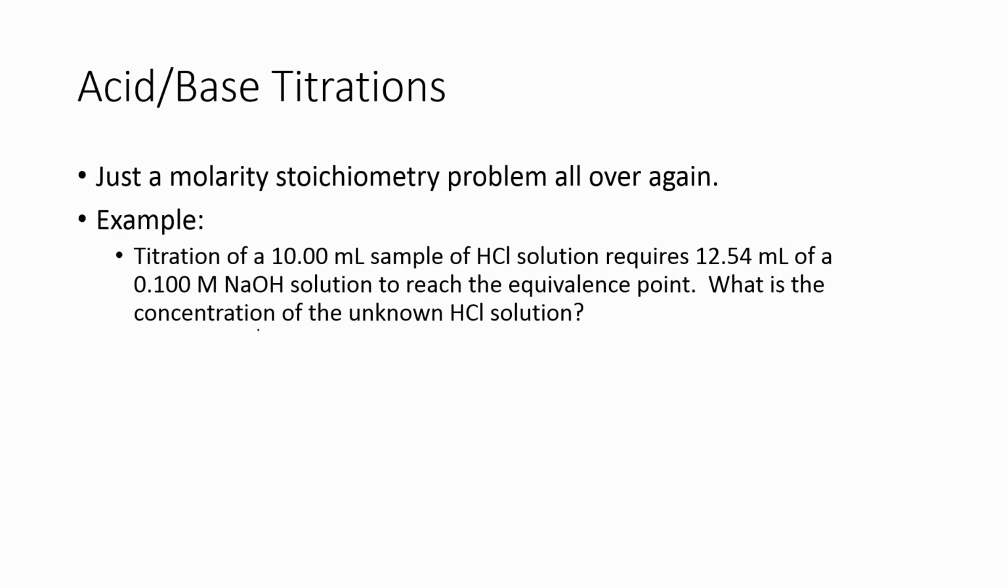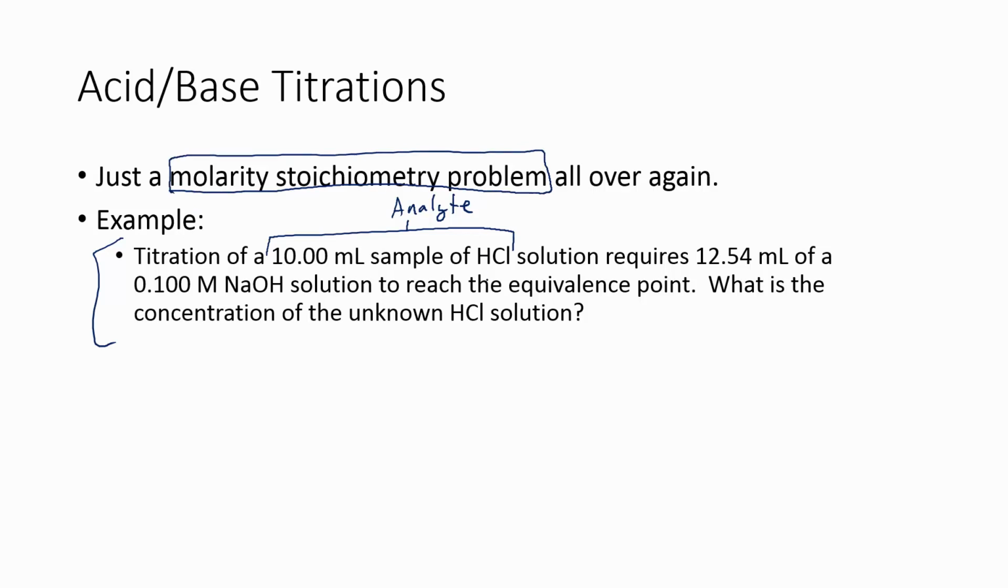All right, so let's look at an example of that. Let's say we're going to titrate 10 milliliters of hydrochloric acid. We don't know the concentration of it, but this is our analyte because we don't know the concentration yet. That's what we have to find. Now, keep in mind, this whole thing is basically just going to be another one of those molarity stoichiometry problems that we saw a few sections ago. It just has a different name and a little bit of different terminology.